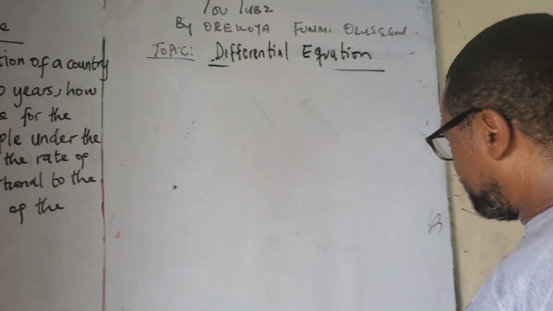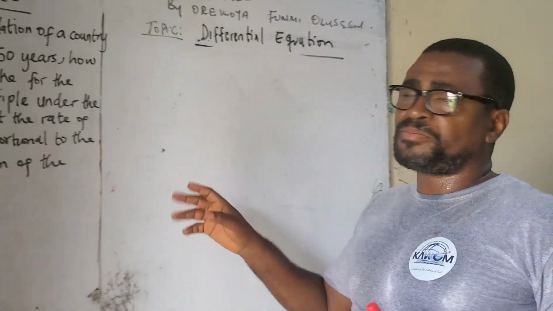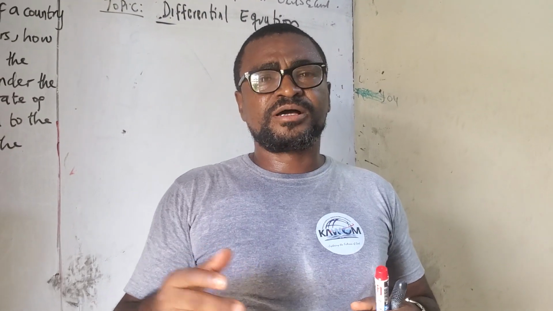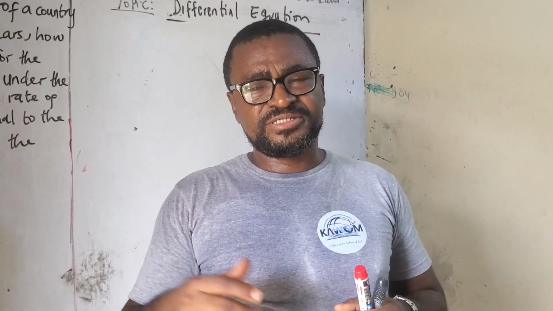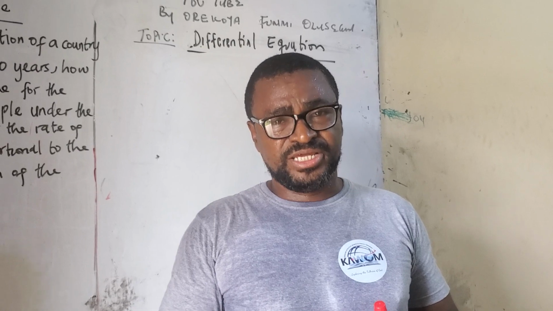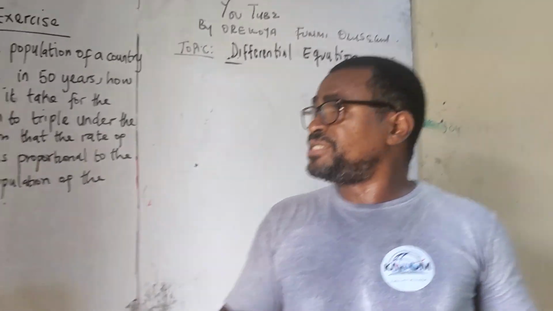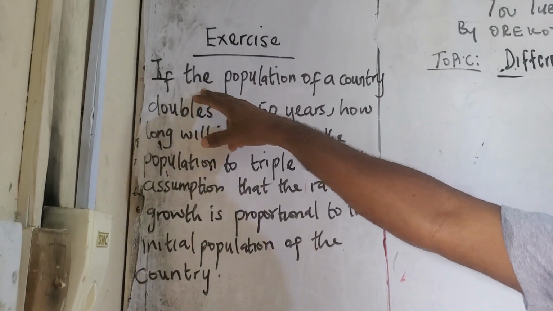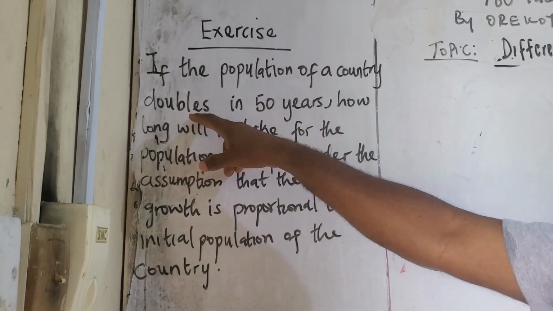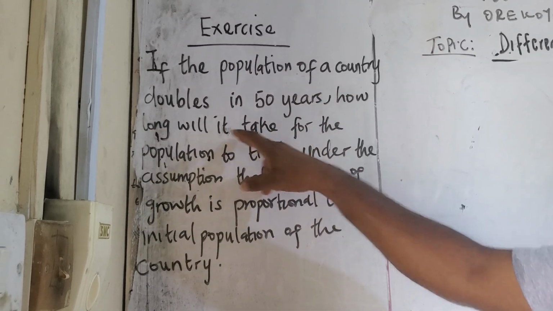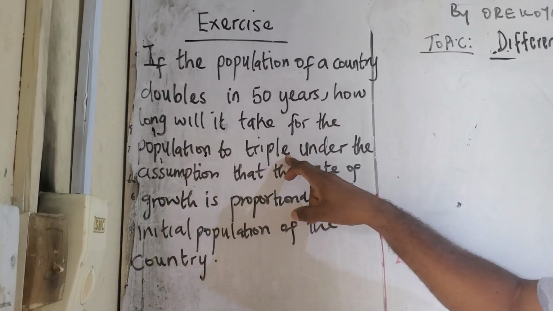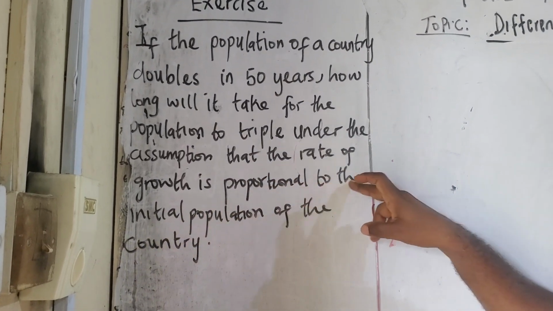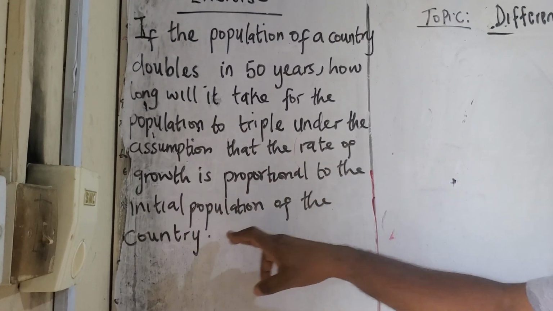Now, before we can solve the particular problem, it is assumed that you have gone through a calculus course that covers differentiation and integration. So look at this particular exercise question. The question says, if the population of a country doubles in 50 years, how long will it take for the population to triple under the assumption that the rate of growth is proportional to the initial population of the country?